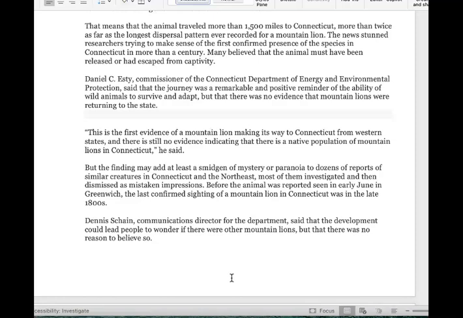But the finding may add at least a smidgen of mystery or paranoia to dozens of reports of similar creatures in Connecticut and the Northeast, most of them investigated and then dismissed as mistaken impressions. Before the animal was reported seen in early June in Greenwich, the last confirmed sighting of a mountain lion in Connecticut was in the late 1800s. Dennis Schain, communications director for the department, said that the development could lead people to wonder if there were other mountain lions, but that there was no reason to believe so.